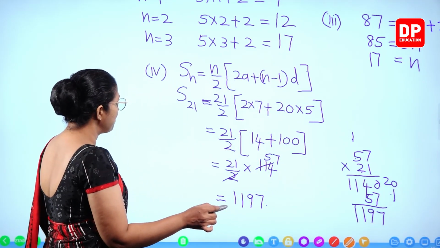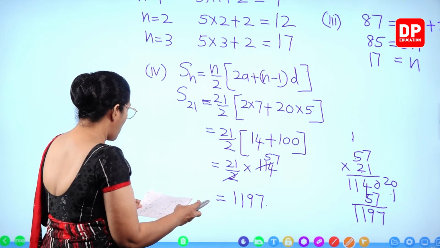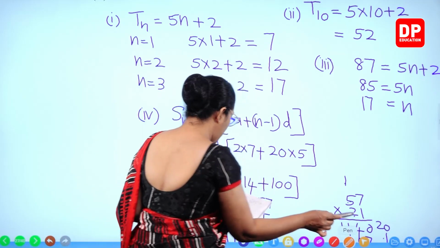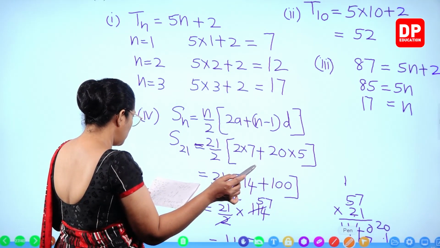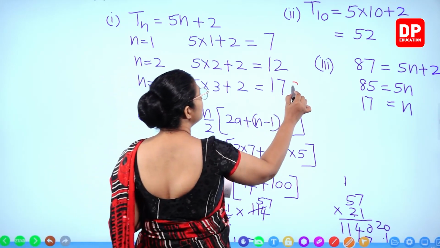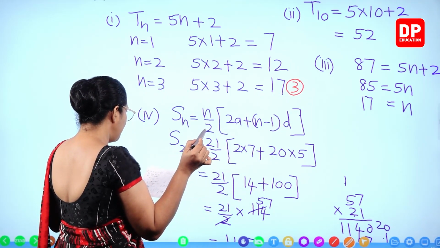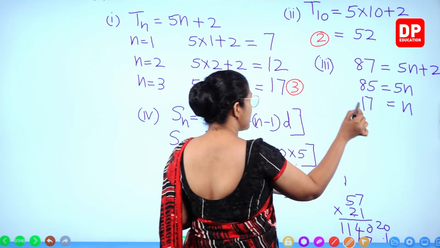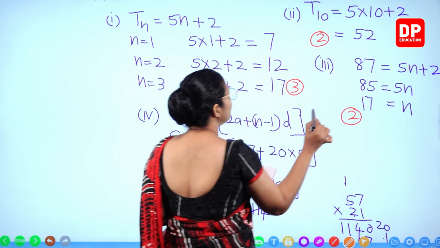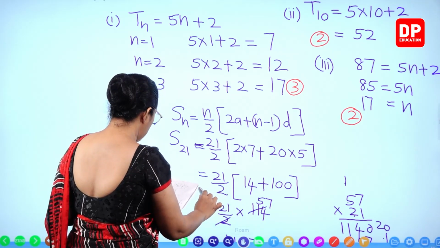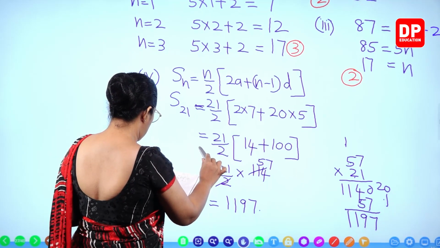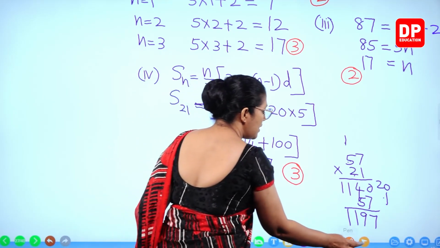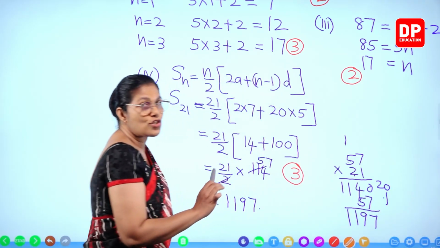So now let's see what marks you are getting. For finding the first 3 terms, you get 3 marks. Then finding the 10th term, you get 2 marks. And the third part, finding the nth term, that's 2 marks. And the last part, 1197, you get 3 marks. Altogether, 10 marks for the whole question.